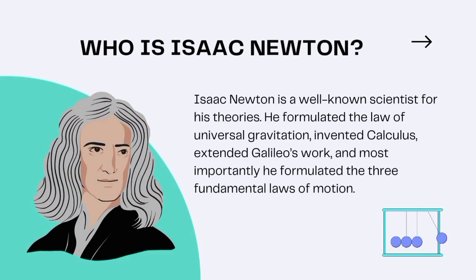Isaac Newton is a well-known scientist for his theories. He formulated the law of universal gravitation, invented calculus, extended Galileo's work, and most importantly, he formulated the three fundamental laws of motion. Now let's find out what the three laws state through the different activities that we will show. The first law is the law of inertia. This states that a body at rest will remain at rest, and a body in motion will remain in motion unless acted upon by an imbalanced force.